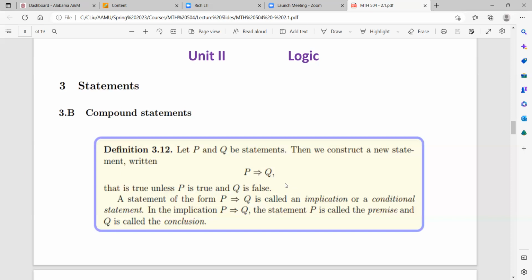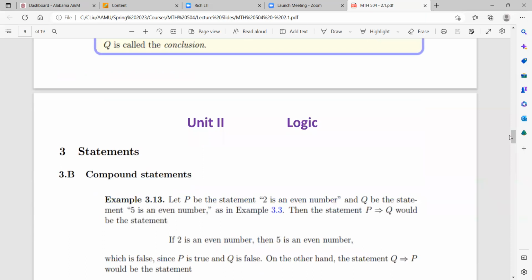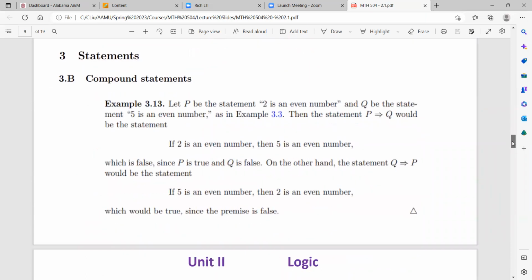So we have some terms for this statement P and statement Q. In this implication, P implies Q, the statement P is called the premise and the Q is called the conclusion. So if the premise is true, then the conclusion has to be true. All right. Let's look at some examples to understand this implication, or conditional statement.